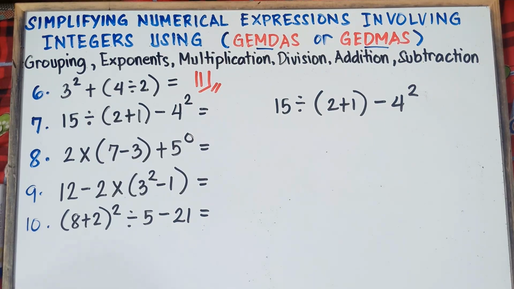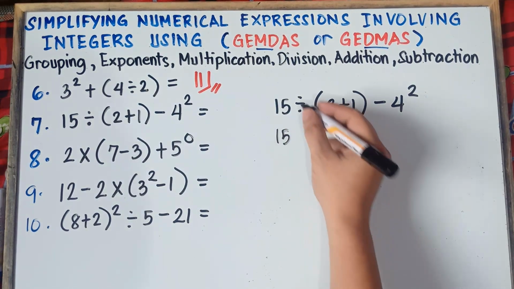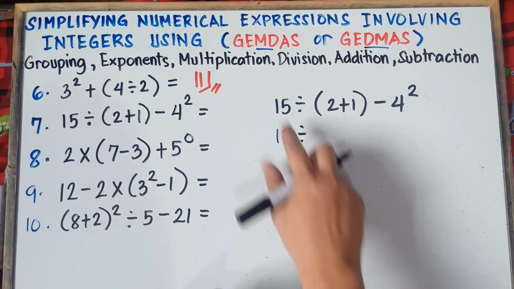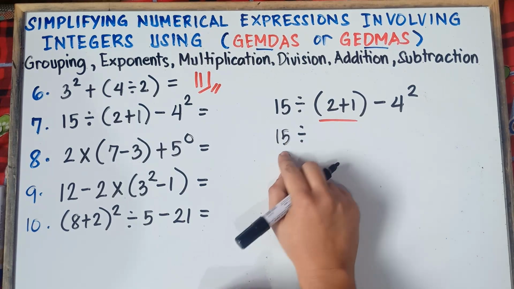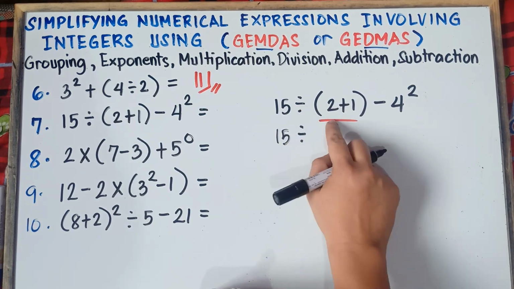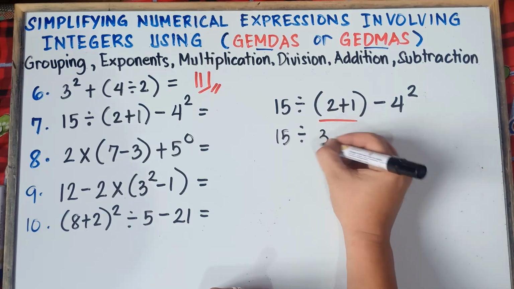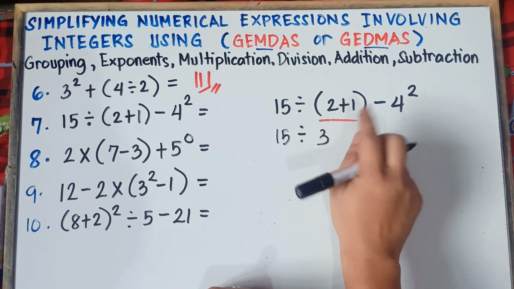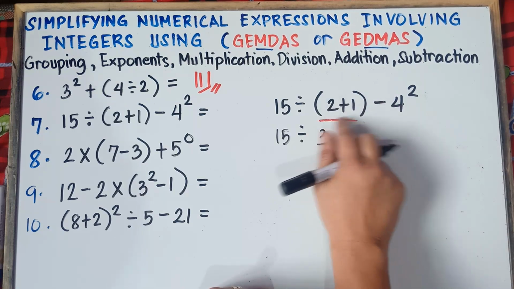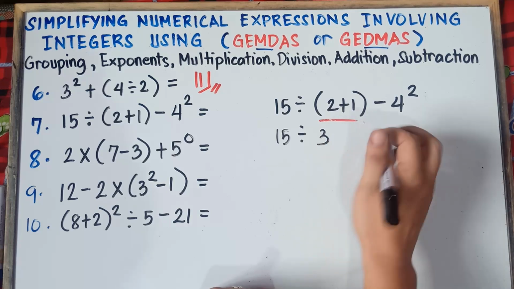Alright, so once again, copy 15. Copy division. Once again, class, do not divide this one. Simplify the parentheses first. So copy 15, copy divide. And then 2 plus 1, that would be 3. So we can remove the parentheses because we just simplify inside the parentheses. 2 plus 1, that would be 3.